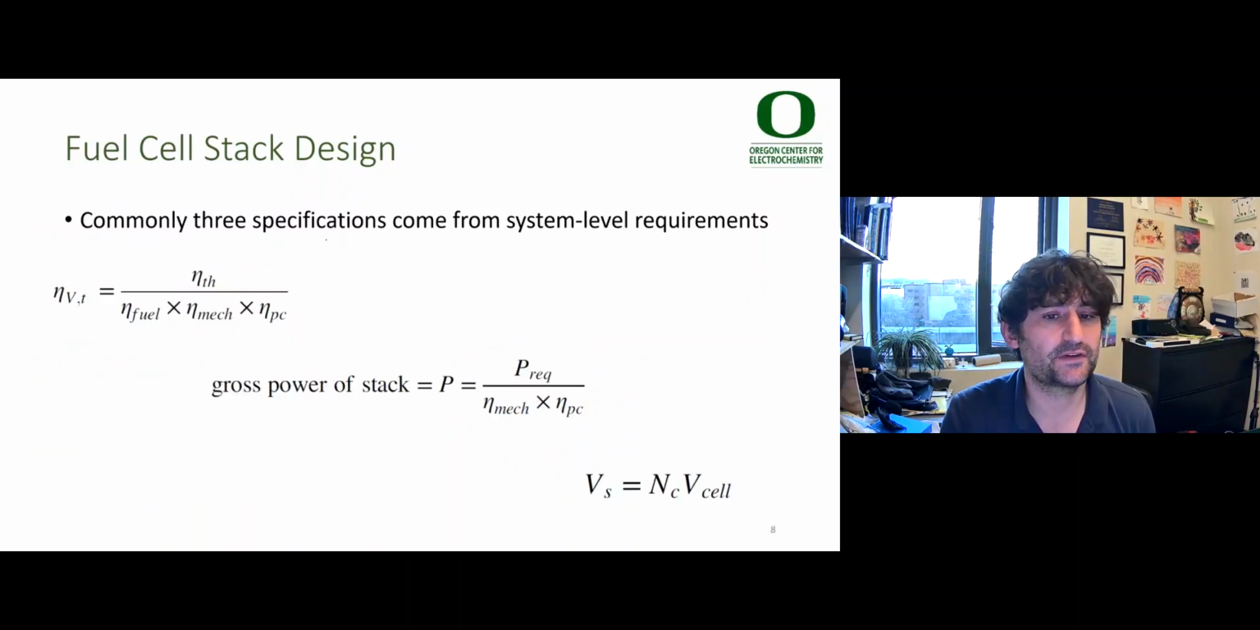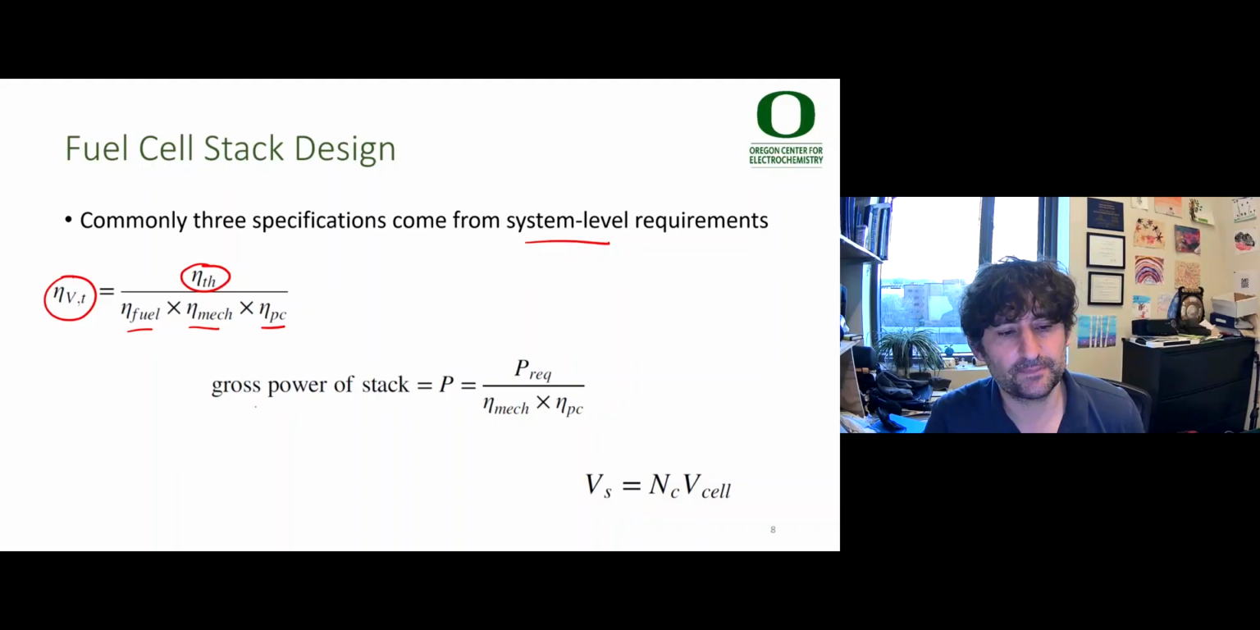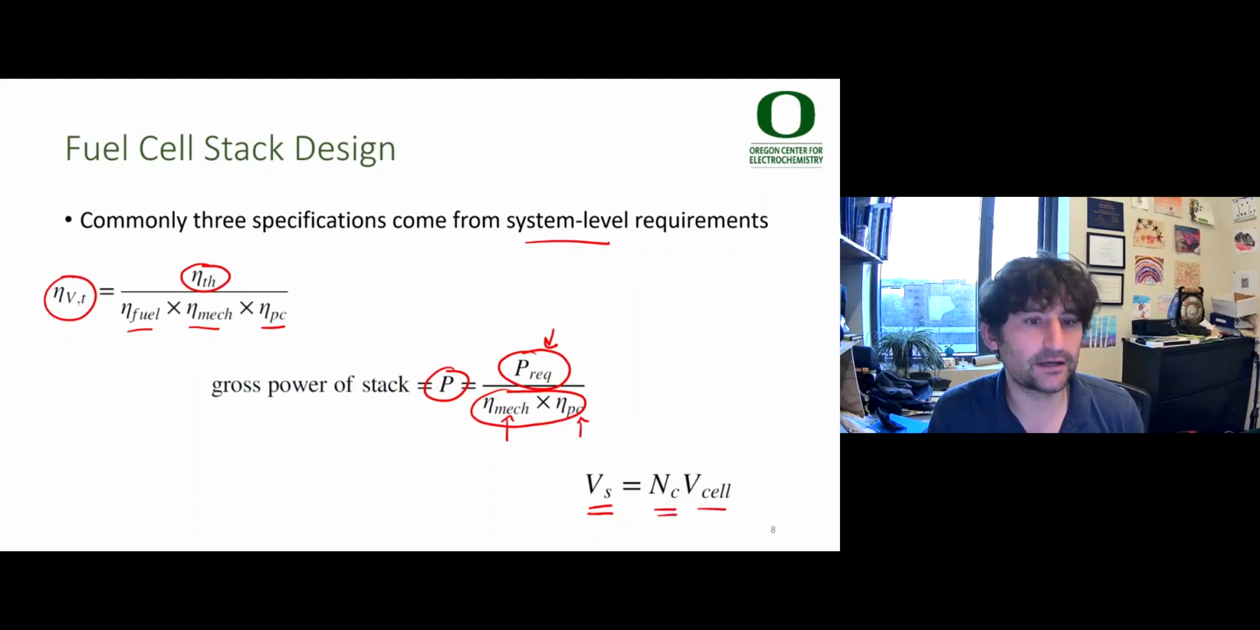And commonly, three specifications come from system level requirements. One is here, the thermal voltage efficiency, which is going to be related to the overall thermal efficiency divided by the fuel efficiency, the mechanical efficiency, and the power conversion efficiency. The other is the gross power of the stack. This is going to be the required power divided by the efficiency by which you can transfer output power to your application, to your requirement. So there are going to be some mechanical losses and some power conversion losses that you need to take into account. And of course, the stack voltage is just the number of cells times the individual cell voltage.